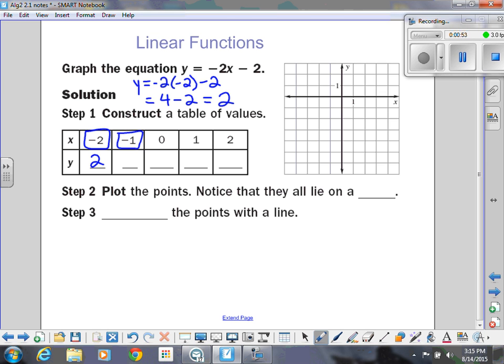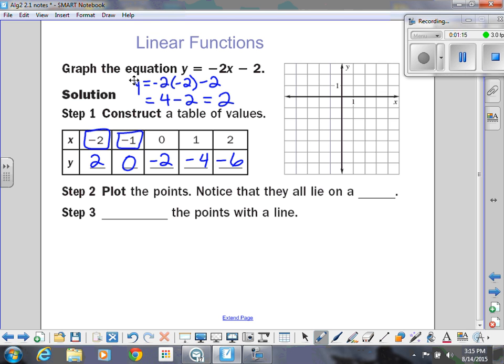And if I do that, I would get 0. When I plug in 0, I would get -2. When I plug in 1, I get -4. And then I plug in 2, I get -6. So you can use your calculator, or you can do it by mental math, either way, just to get the table of values. Now we're going to plot those points.